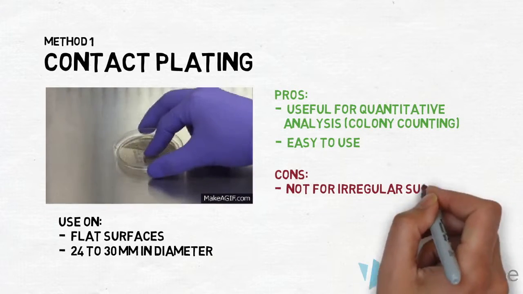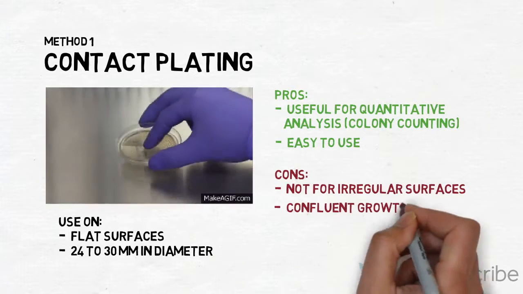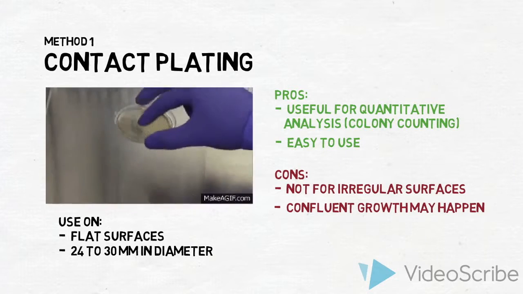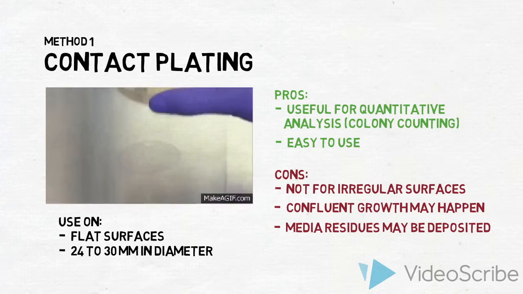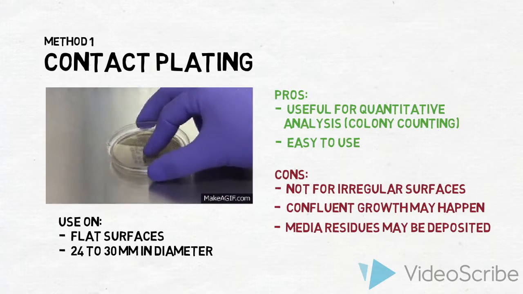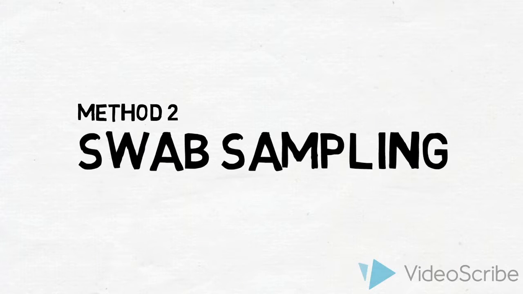However, it is not suitable for irregular surfaces, and confluent growth may occur, which makes it difficult to see discrete colonies. Also, media residues may be deposited on sample areas after sampling. The next method is swab sampling.